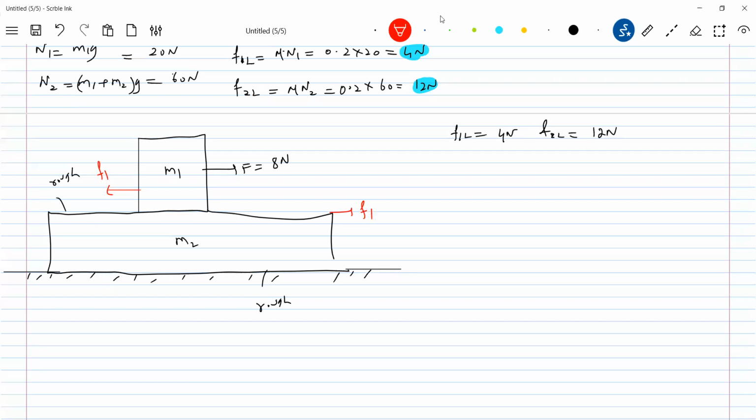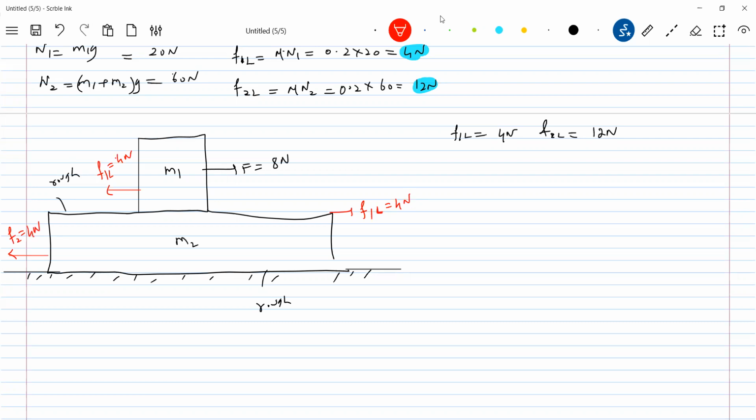Let me assume like this. Is it okay, the assumption I'm making like this? I applied 8 Newton force. Can 8 Newton force overcome the 12 Newton? Not possible, no? So therefore the F1 here will adjust itself to F1L, 4 Newton. This 4 Newton cannot overcome the 12 Newton. So therefore this will adjust itself to 4 Newton.